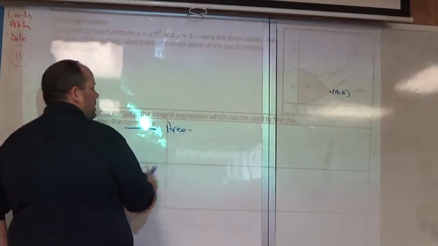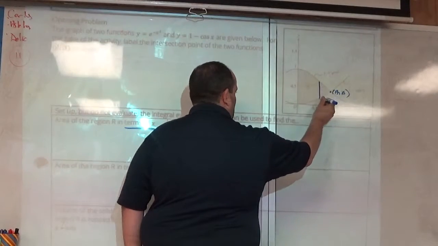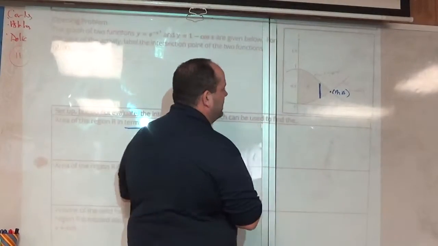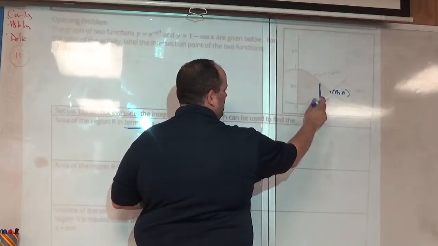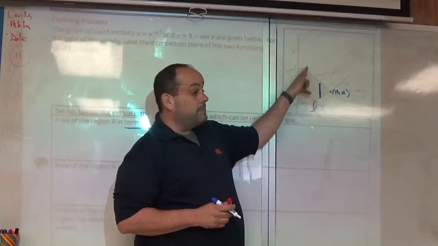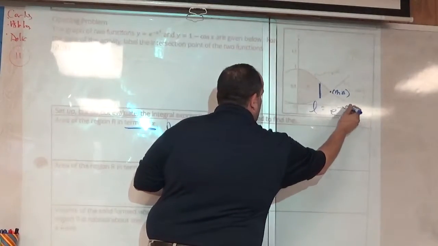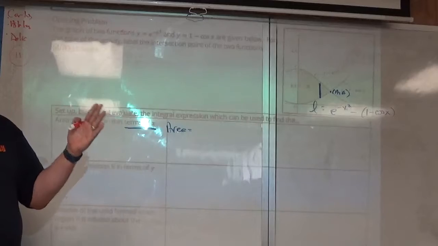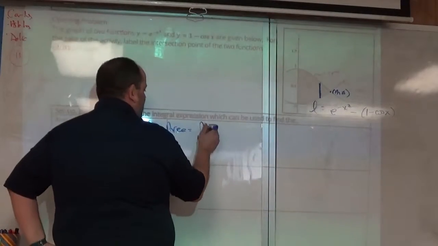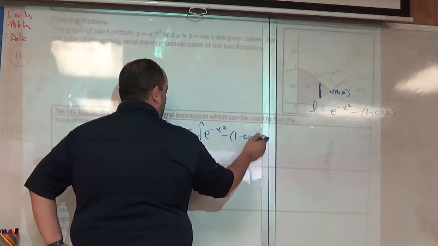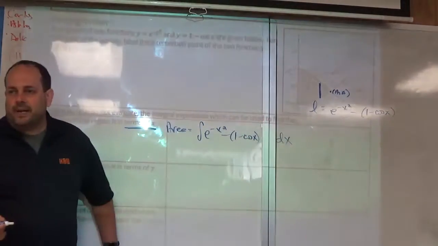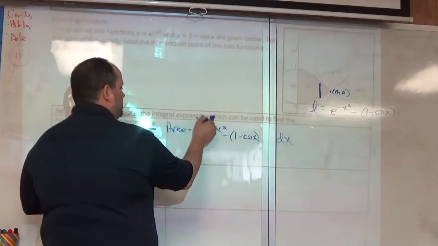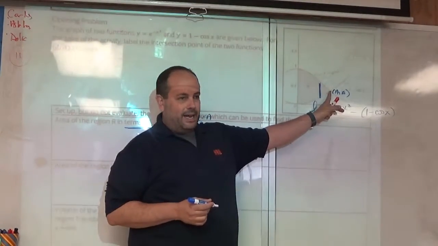Now, the way that I want you to think about area is that slice of this little rectangle, and you say, how long is that slice? How do I determine the length? Top minus bottom. This is what I saw in a lot of papers. So e to the negative x squared minus (1 minus cosine of x). And you have to have the parentheses. Without the parentheses, this is not going to work. So you're going to do an integral of e to the negative x squared minus (1 minus cosine of x), integrate with respect to x, from 0 to x equals a. That's why I wanted it labeled x equals a.